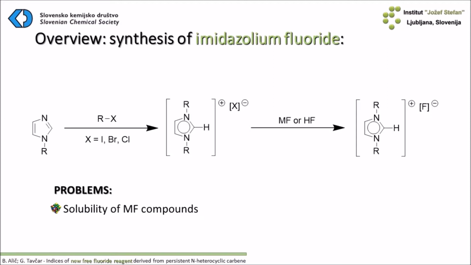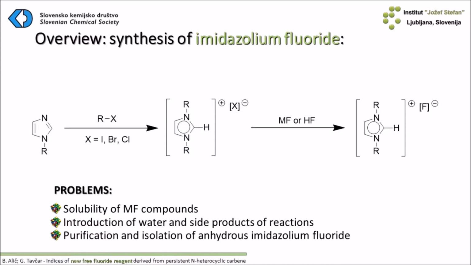The first one is the solubility of the metal fluoride in use. Because metal fluorides are scarcely soluble in organic solvents, you usually have to introduce water to the system. And this is not wanted because if you're trying to make a new fluoride reagent, F- is highly dependent on its environment. So water usually deactivates its activity and reactivity. And the other thing is that by doing a substitution reaction, you get, of course, your product, but with it another MX salt. And the research in this field showed that it is problematic to isolate pure anhydrous imidazolium fluoride species.